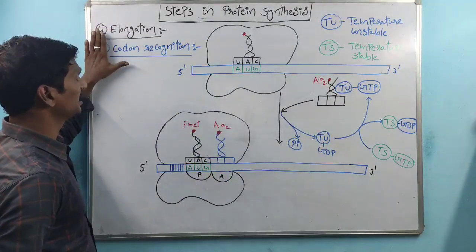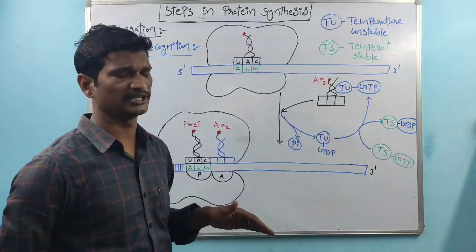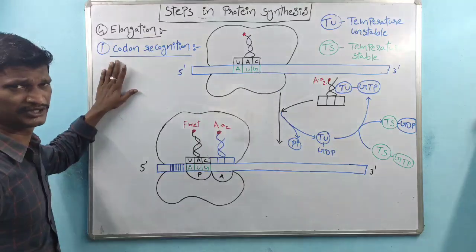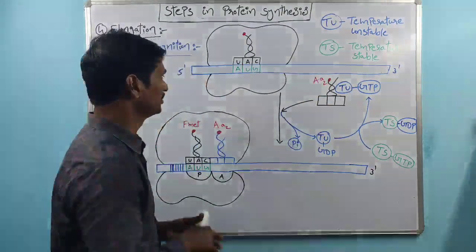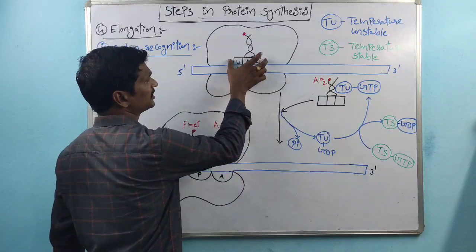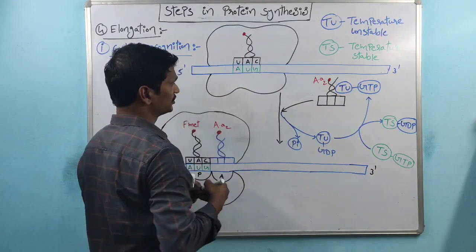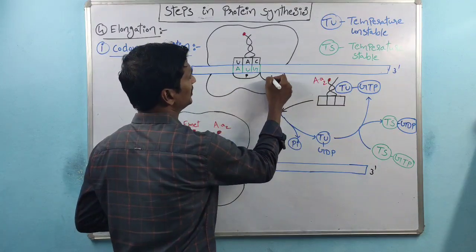So during the elongation process, some steps are there. The very first step is the codon recognition. Here, this is one codon, and this codon is recognized by this anticodon. Again, this is the P site, and this is the A site.